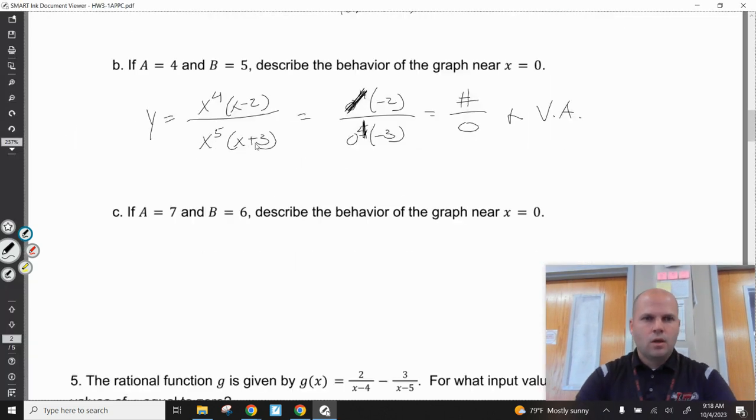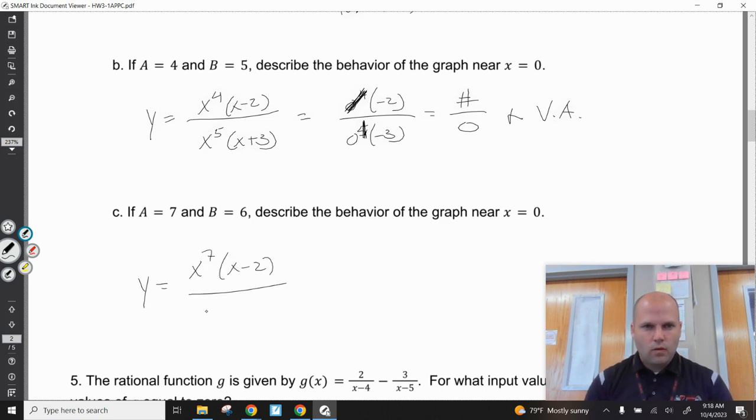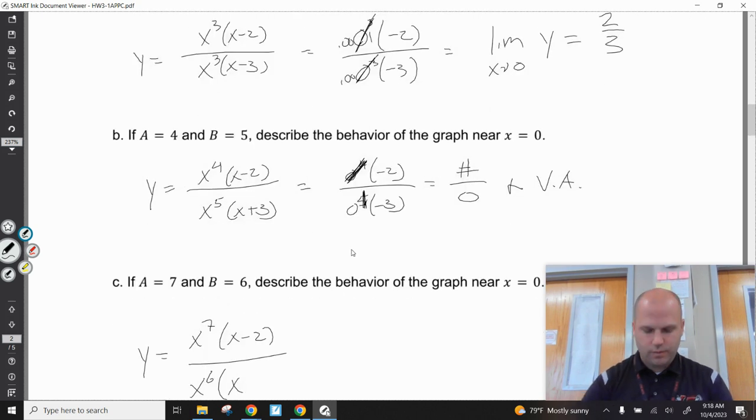Okay. But if we switch things and we got x to the 7th over x to the 6th, is it plus 3 or minus 3? It's minus 3.